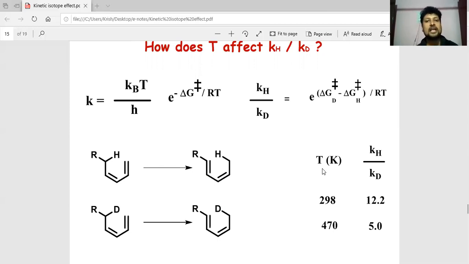Now consider these two reactions that are given. It's called a pericyclic reaction. We have discussed what we mean by the term pericyclic reaction in semester 1. So what happens if you increase the temperature? See, here temperature is in the denominator. So obviously an increase of temperature will reduce the value of the KH-KD ratio. Okay.